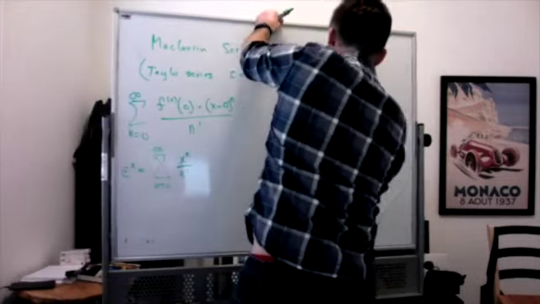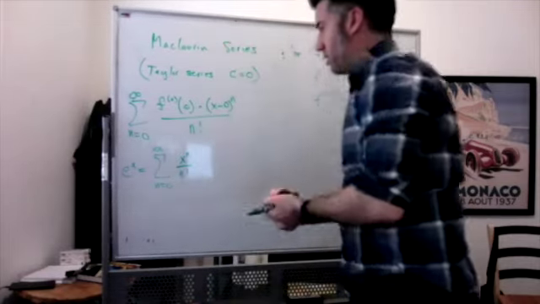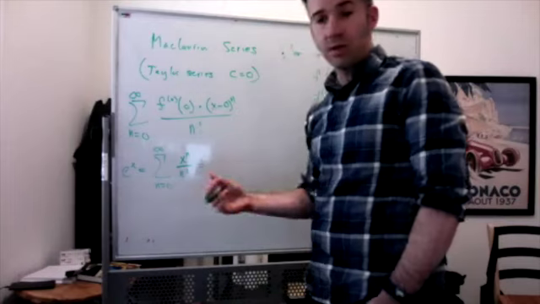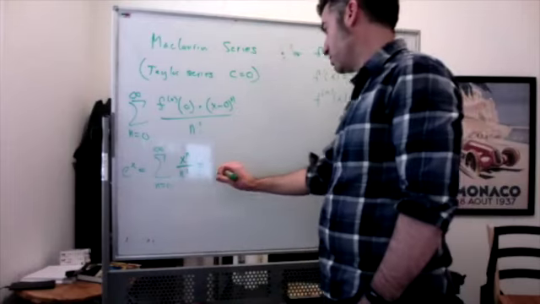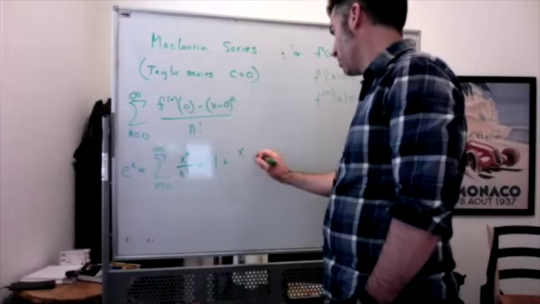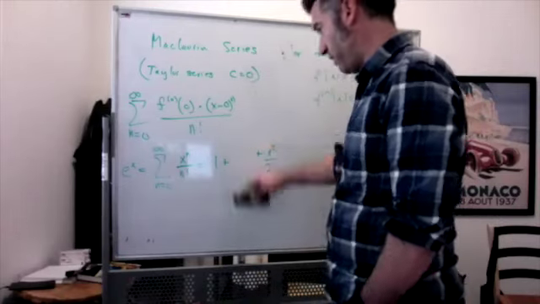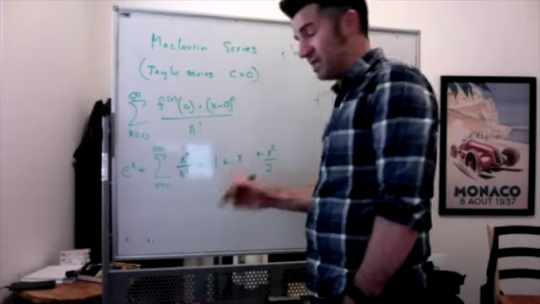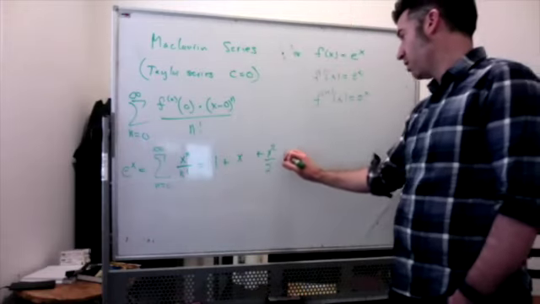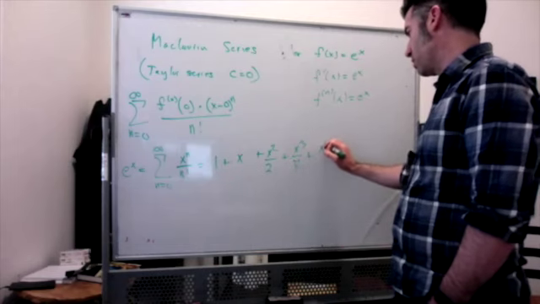Erase that, erase this. And it's good to know the first few terms and remember what it looks like. This is 1 plus x over 1 plus x squared over 2. I often write just 2 instead of 2 factorial because 2 is equal to 2 factorial. And then x cubed over 3 factorial, and so on and so forth.